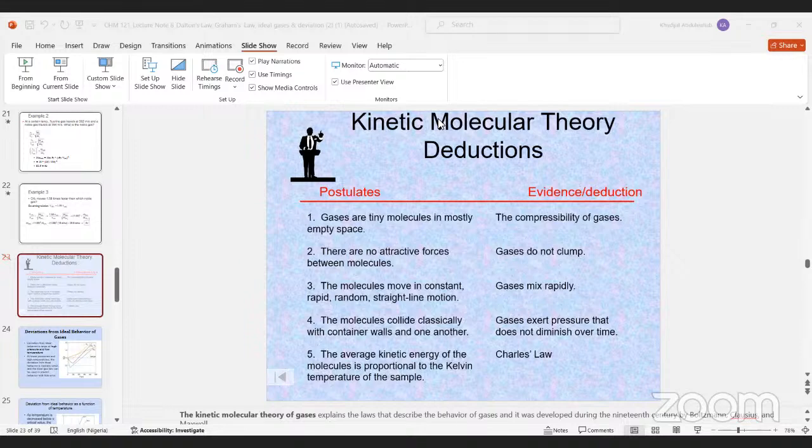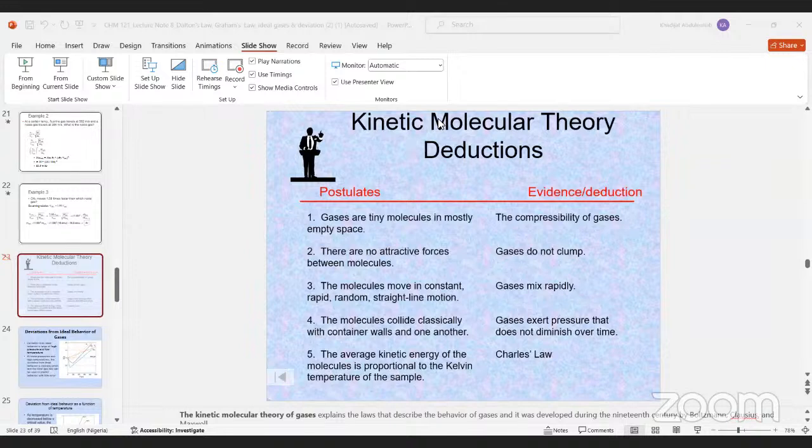Of course, this we already know. Gases are tiny molecules, mostly in empty space. There are no attractive forces between them, and there is evidence to show this. The evidence that gases are tiny molecules in mostly empty space is that we can compress gas. There are no attractive forces between them; the evidence is that they do not cross. They move in constant random motion in straight lines; the evidence for that is that they mix rapidly.